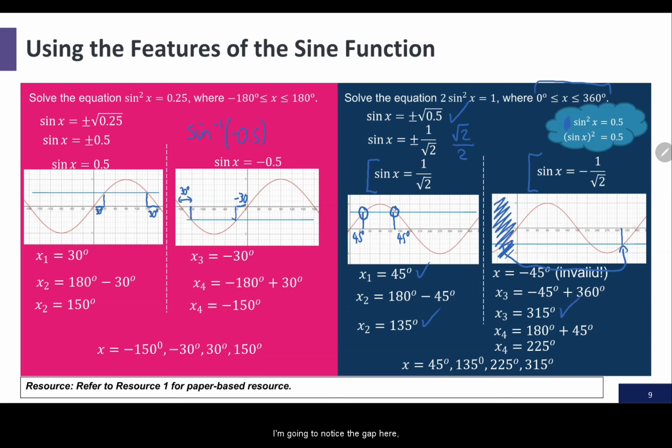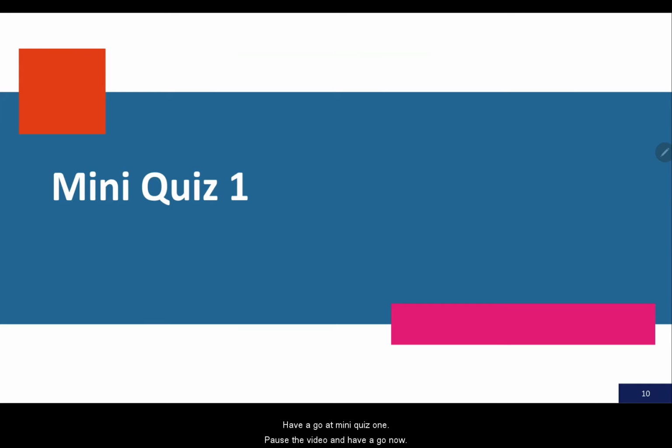So if I add 360 on, it will give me this one here, which is 315. And again, I'm going to notice the gap here of 45 degrees. So the gap here is also going to be 45 degrees. So that's 180 there. Plus 45 is 225. Have a go at mini quiz 1. Pause the video and have a go now.